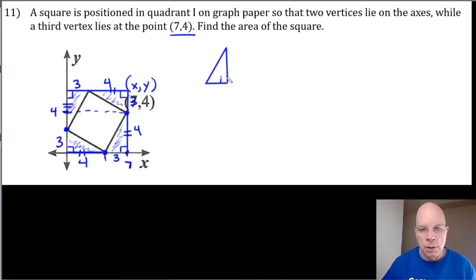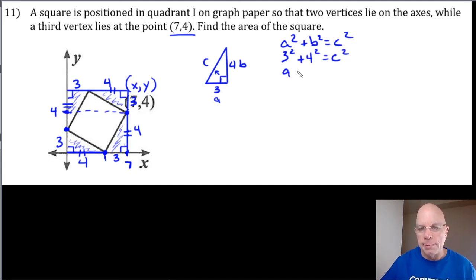If the short leg is 3 and the long leg is 4, we learned in class today that the legs are a and b, and the hypotenuse, the longest side in the triangle, the side opposite the largest angle, the right angle, is called c. And we learned a squared plus b squared equals c squared. So we substitute 3 for a and 4 for b. We get 9 plus 16 equals c squared. 25 equals c squared. And then to identify c, we take the square root of c squared.